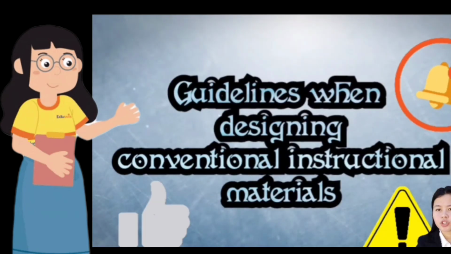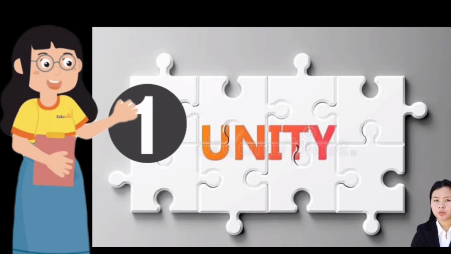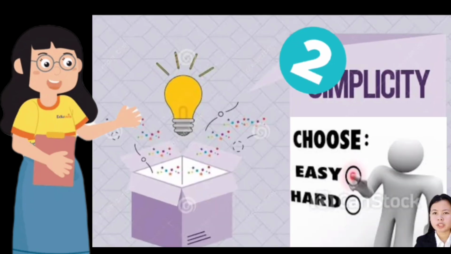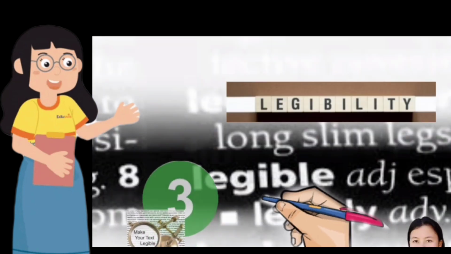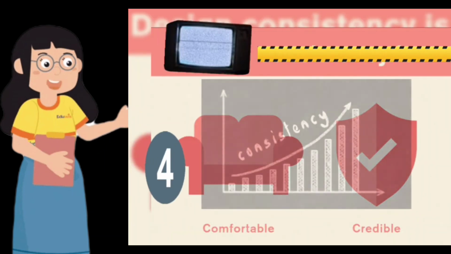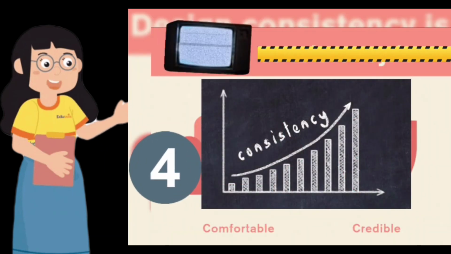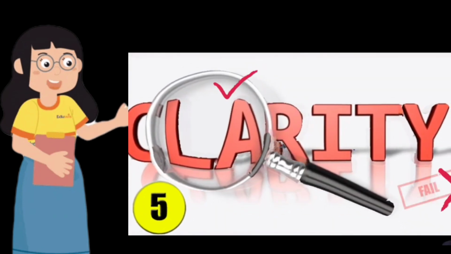Guidelines when designing conventional instructional materials. 1. Unity. Use only one idea for each visual aid and include a headline. 2. Simplicity. Make ideas and relationships simple and easy to recall. Avoid cluttering a visual aid with too many words, numbers, or graphics. The audience should be able to grasp the concept in 10 to 15 seconds. Number 3. Legibility. Make letters big and readable for all in the audience. Number 4. Consistency. Use the same type style and art style. 5. Clarity. Avoid type that is too small to read and avoid all capital letters.